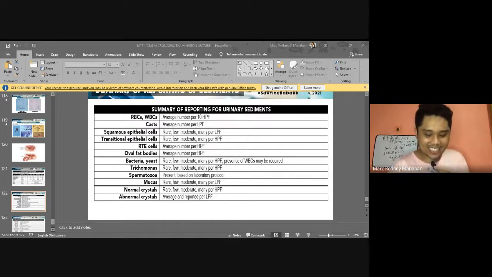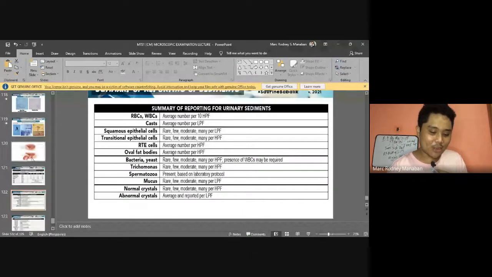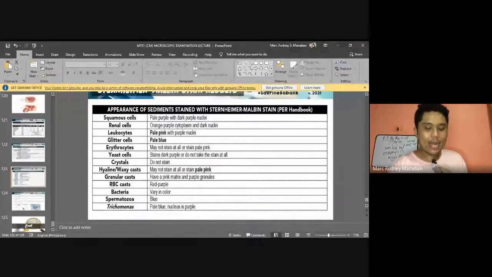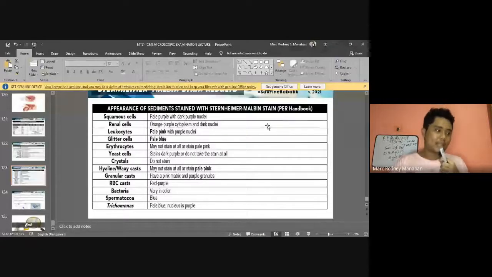Last are the parts. Here you have the summary of the sediments using Sternheimer-Malbin. This is from a different reference, but I put the summary from Strasinger in the PowerPoint. Familiarize the colors. Glitter cells are pale blue. Leukocytes are pale pink. Hyaline casts are also pale pink. Take note of that.